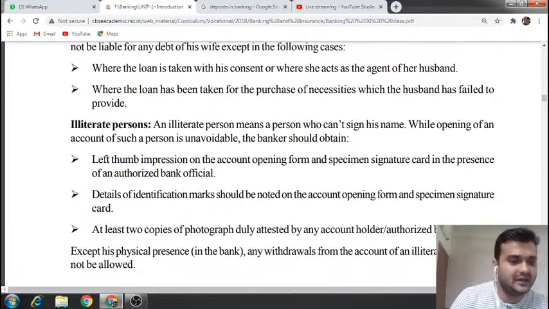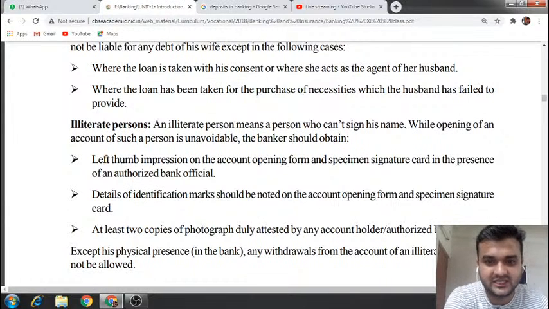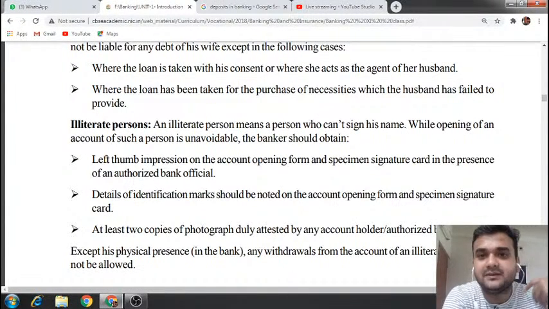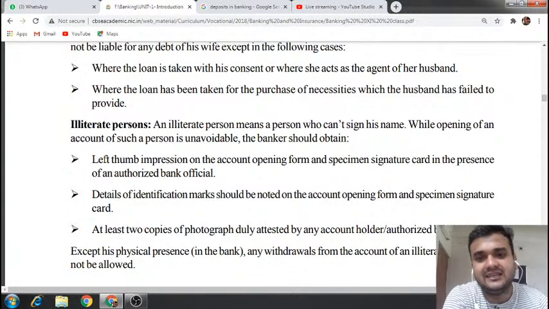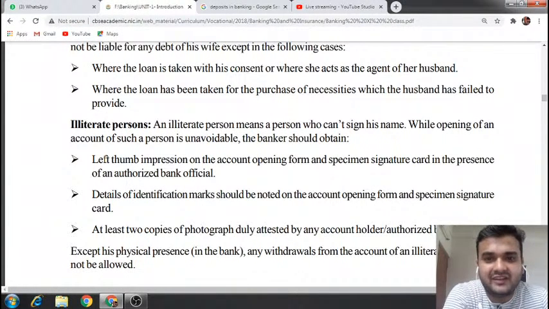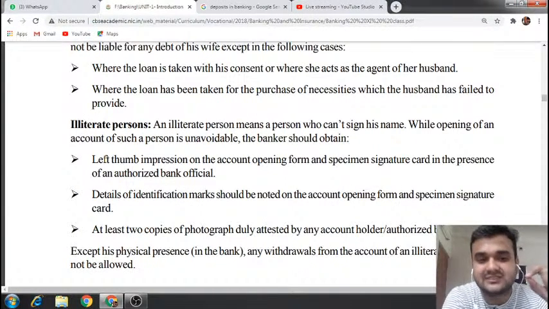Illiterate person: a person who has not achieved education up to a minimum level. What is the meaning of illiterate person? A person who has not achieved education up to a minimum level, not even class 10. The person is not even class 10 pass, so that person is not aware of any circumstances, and the person cannot sign. Like you have to sign certain documents, you have to give your signature.